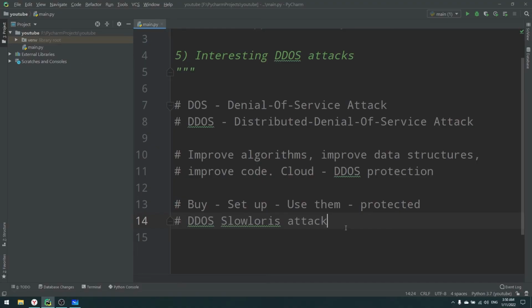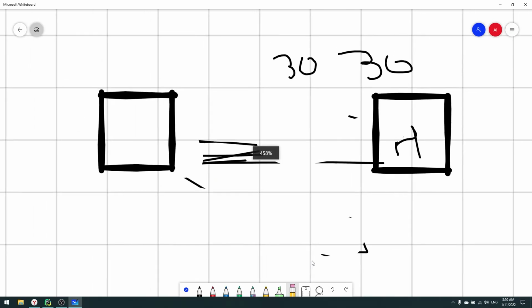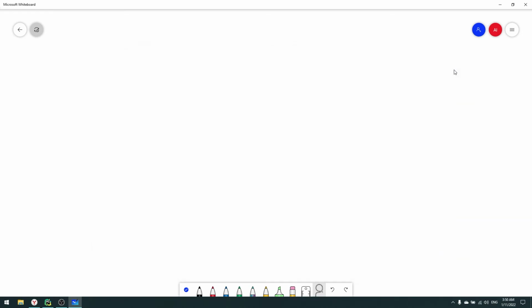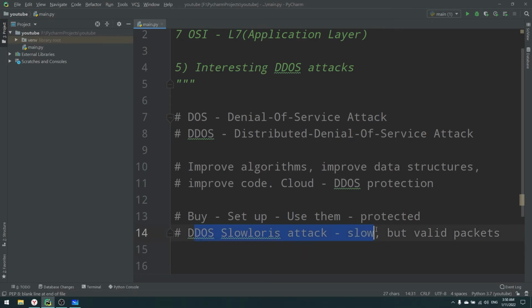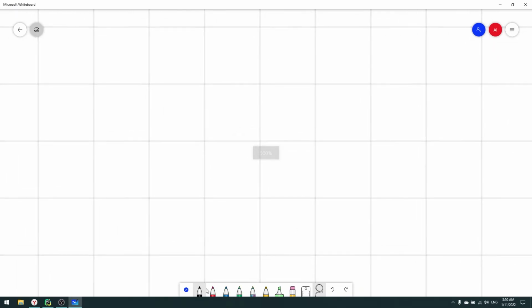Basically, you're sending very slow but valid packets. Like that. And like that, with a comma. And that is one of the interesting DDoS attacks, because your server does not know if that is a valid request or not. Maybe I just have a bad internet connection. Maybe that's the case. Nobody knows. And you always need to think about that. So, the slow loris attack.